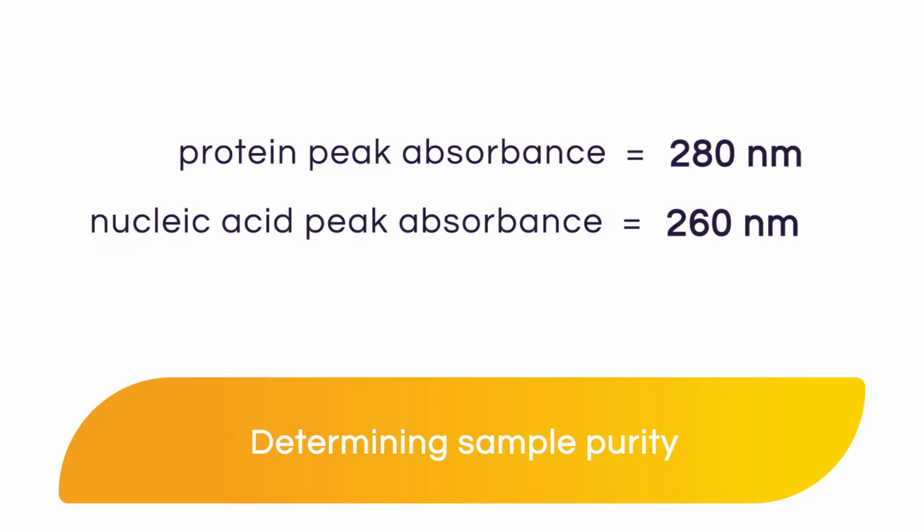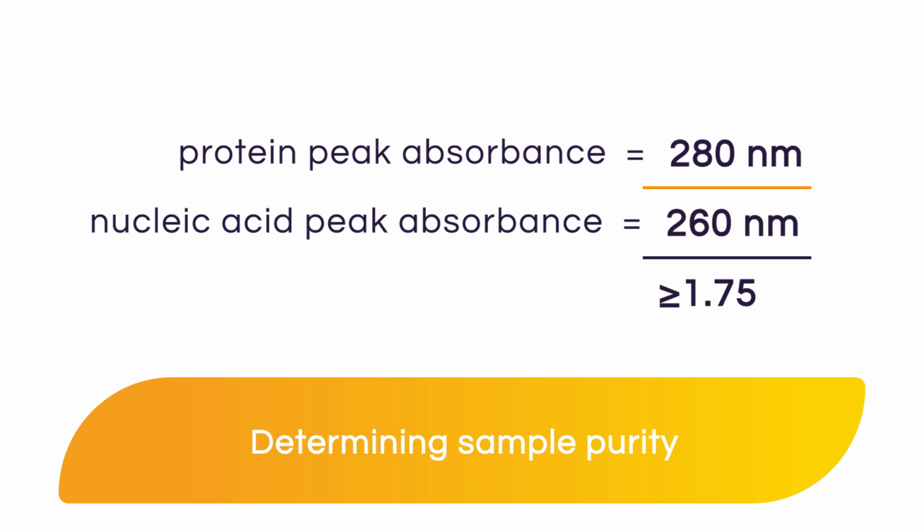If you'd also like to address sample purity, in addition to measuring absorbance at 280 nanometers, you can also measure it at 260 nanometers. The reason for that is that proteins have an absorbance peak at 280 nanometers, while nucleic acids have an absorbance peak at 260 nanometers. So if we calculate the ratio between the two absorptions, 280 divided by 260, that will let us know if there is any nucleic acid contamination.